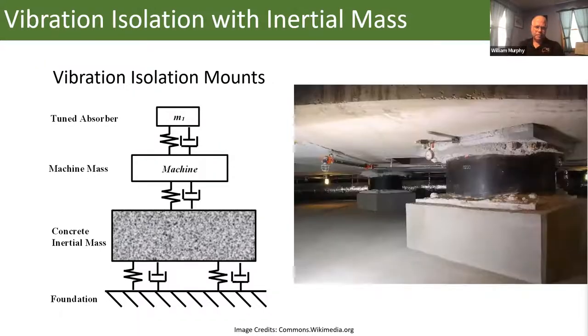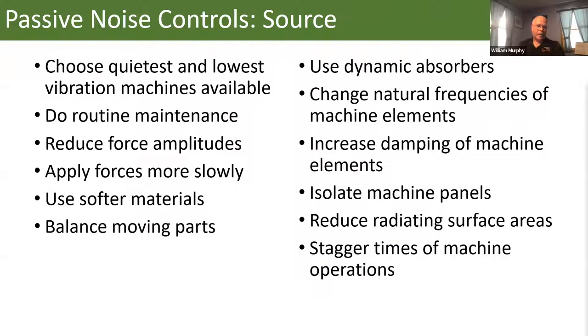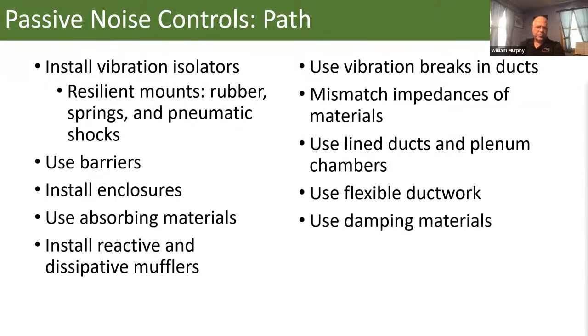Next slide. Here's an example of somebody who's installed it in a building. And we have the absorber portion right there, and then it's connected to the underside of the building. Next slide. So passive noise controls. How do we find sources of machines that are going to do this? I'm not sure that slide's supposed to be there. Next slide. I think I've talked about that one already.